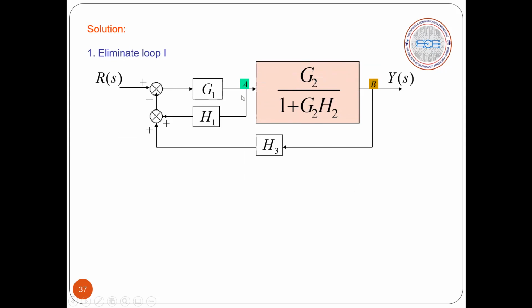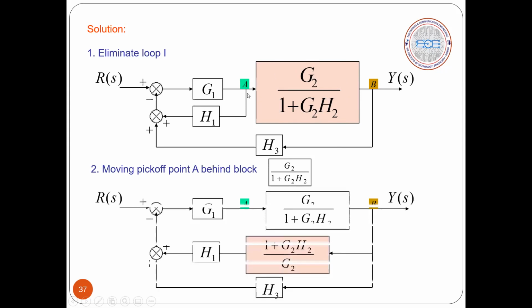Now you have to shift this takeoff point next to this block. From point A to point B you have to move the takeoff point. By doing that, instead of taking a branch here, if you take a branch from B, you will find that this block gain will contribute to this feedback signal, that you have to cancel. So you have to take a reciprocal of this block in this particular path if you are taking a branch at point B instead of at point A. So let us do that.